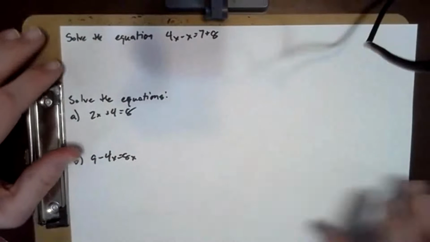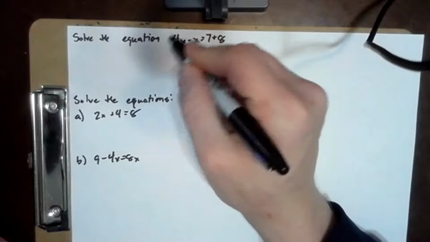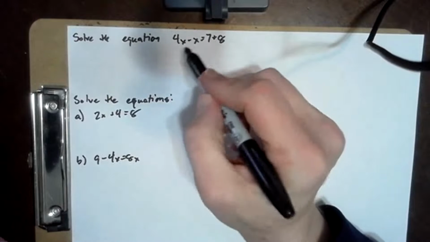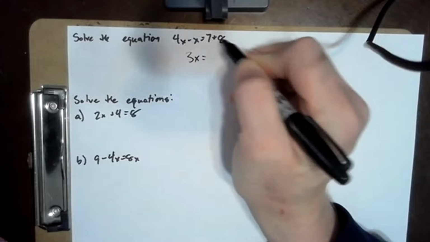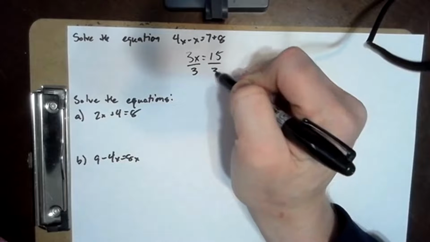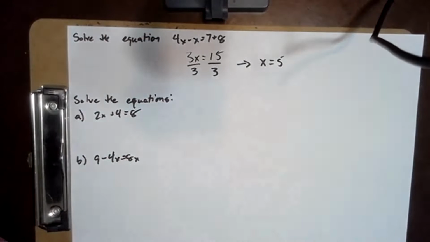Solve the equation 4x minus x equals 7 plus 8. So the first thing we'll do is combine like terms on each side of the equation. 4x minus x gives us 3x. 7 plus 8 is 15. So we can divide both sides of the equation by 3 to get x equals 5.